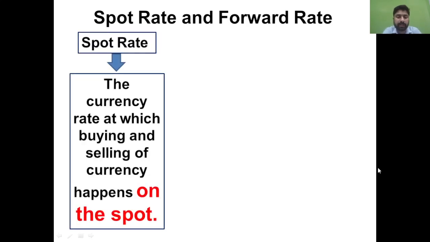So the spot rate is nothing but the currency rate at which buying and selling of the currency happens on the spot. When I say on the spot, that means right now. Suppose if you are an Indian, you need to buy USD. So you go to the bank or a dealer to ask the prices. So he quotes a price, right? So that price will be known as spot rate. So spot rate is nothing but the on the spot rate that is conveyed to you by the bank or the dealer, those who are dealing in the currency market, right?